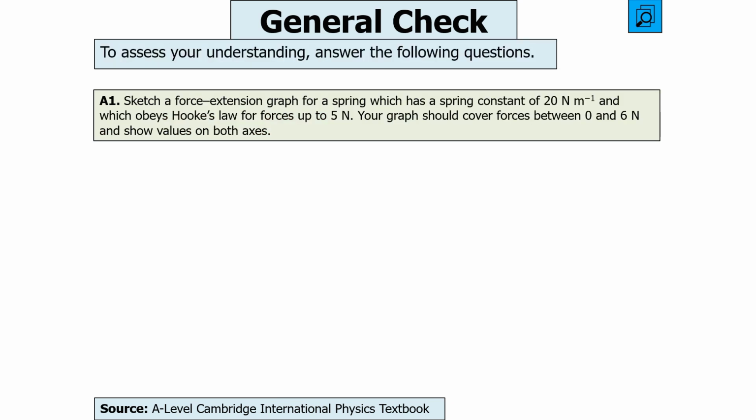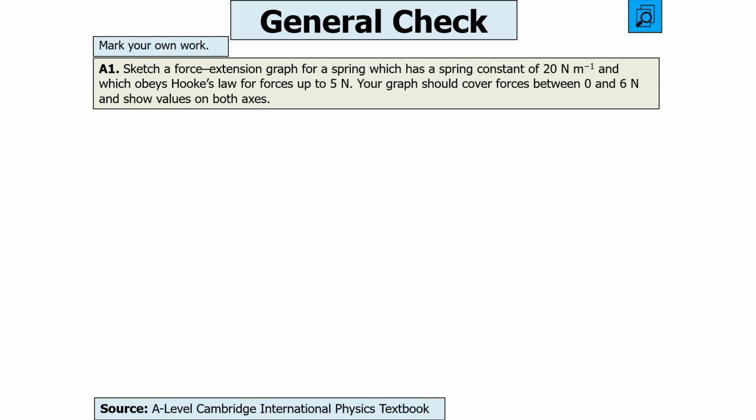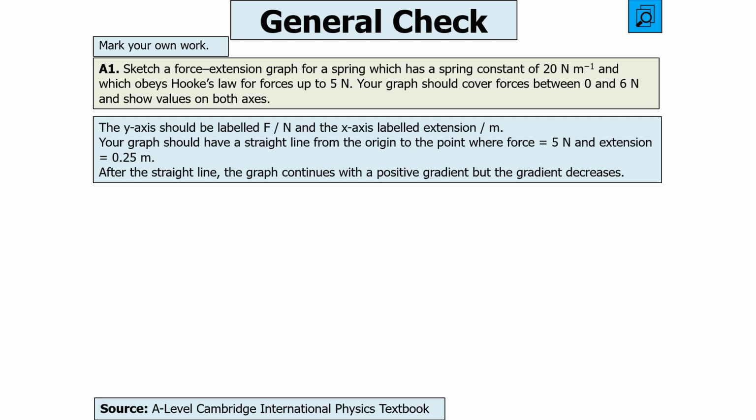The next question says, sketch a force extension graph for a spring which has a spring constant of 20 newtons per meter and which obeys Hooke's law for forces up to 5 newtons. Your graph should cover forces between 0 to 6 newtons and show values on both axes. So pause the video now, then unpause the video when you want to go through your answer. Right, in this question, you need to have a y-axis, which is labelled with force, with the units of newtons, and the x-axis with extension with the units of meters.